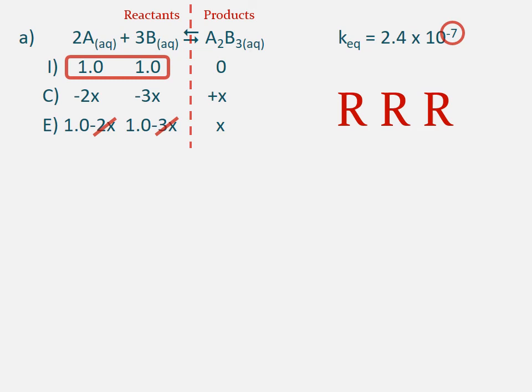So RRR favors reactants. Starting with reactants, get rid of the X's on the reactant side.